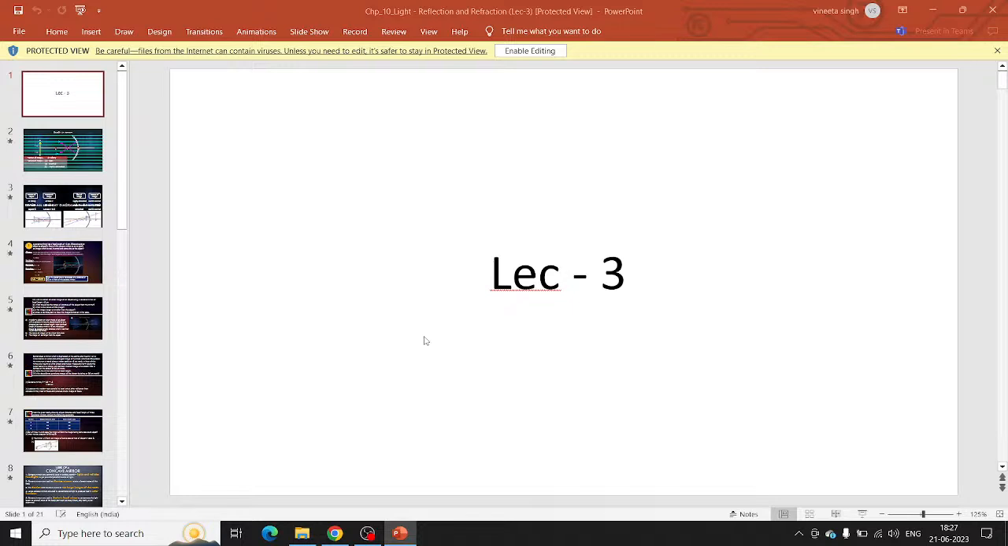If you keep the object on the center of curvature, what do you get? The image is of the same size. But is it virtual or real? Inverted? Yes, it is inverted. Good. Next, in which case is the image behind the mirror? Yes, Saptami. Between F and P. Is it right? Okay, good.